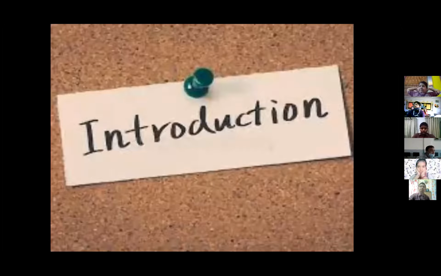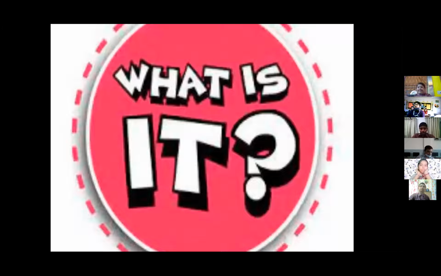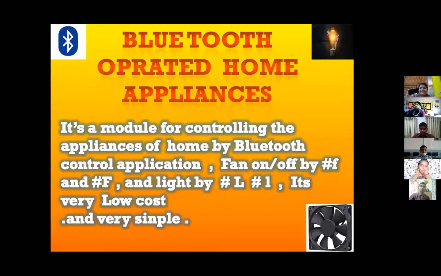Introduction. What is it? Bluetooth operated home appliances is a model for controlling the appliances of home, like light bulb, fan, water motor, etc., by a Bluetooth control application only. We can turn a fan on and off by hashtag small f and hashtag capital F. Light by hashtag capital L and hashtag small l. It's low cost, very simple.